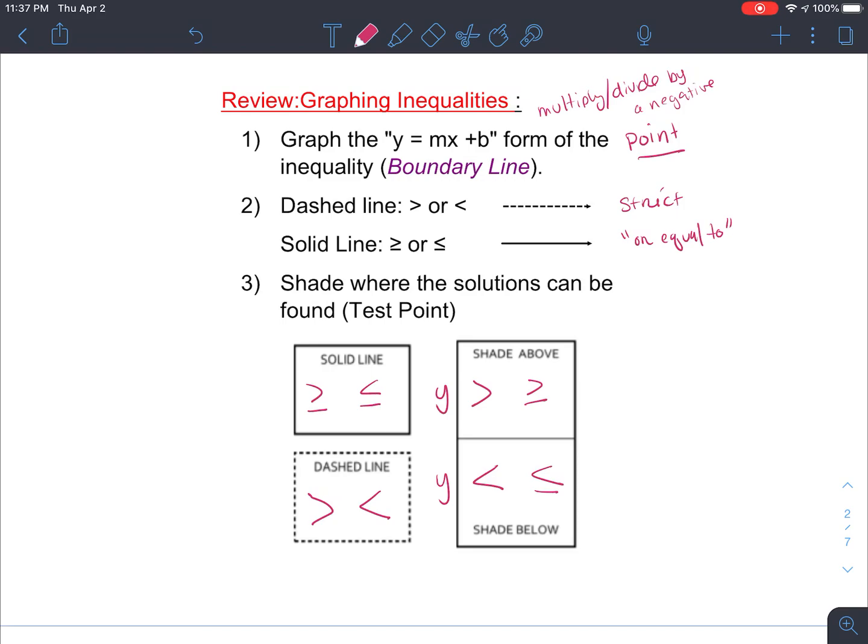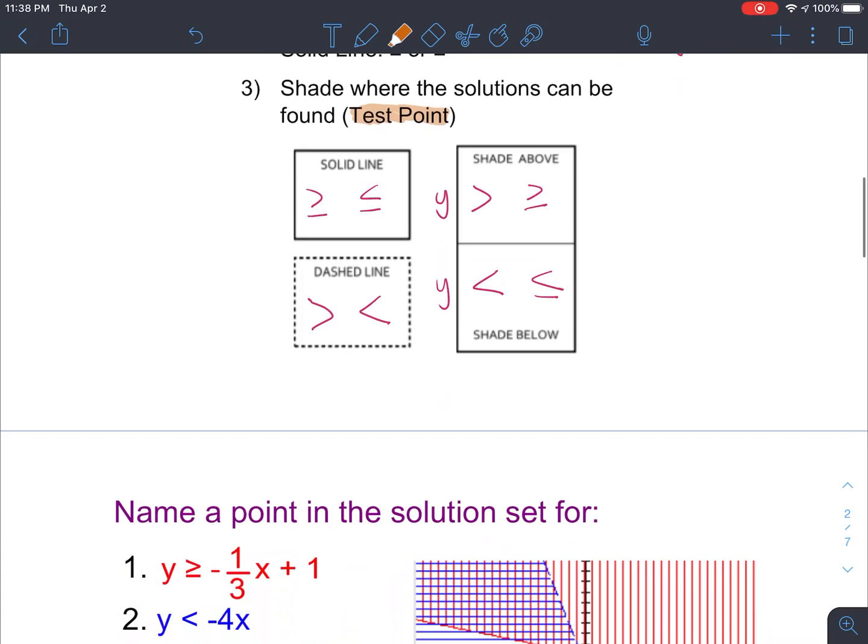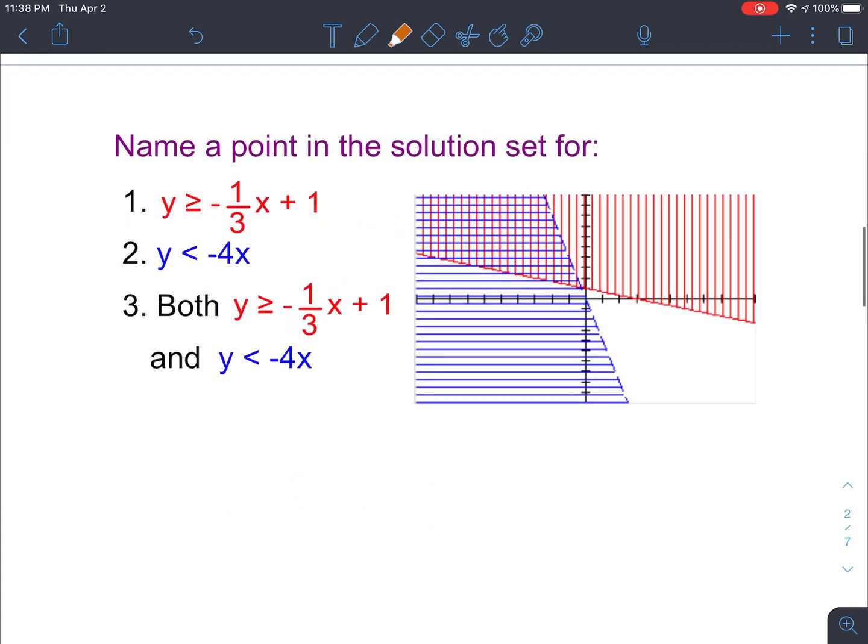Okay, if you have any doubt, remember that you can always use a test point. How do we use a test point? Well, we take any point on the graph and we plug it in. If it satisfies the inequality, we would shade on the same side as the test point. If it does not satisfy the inequality, we shade on the opposite side. Okay, so we are going to be using these skills today for our graphs.